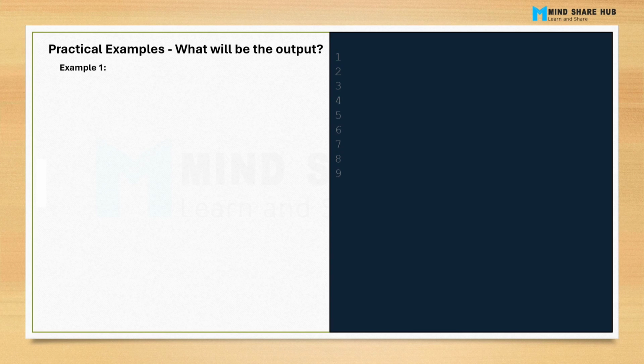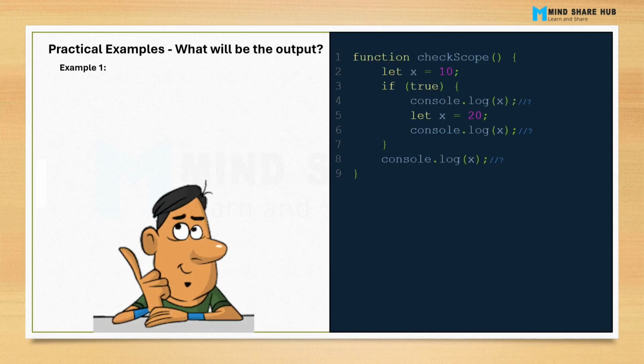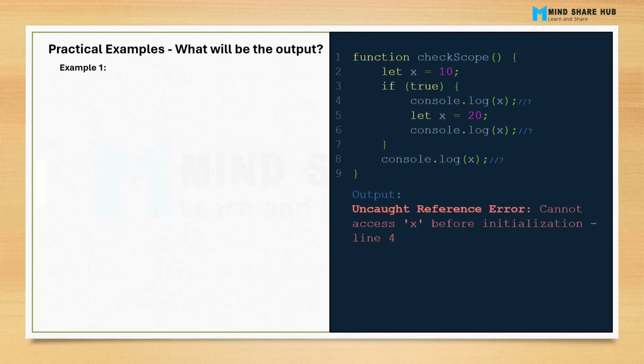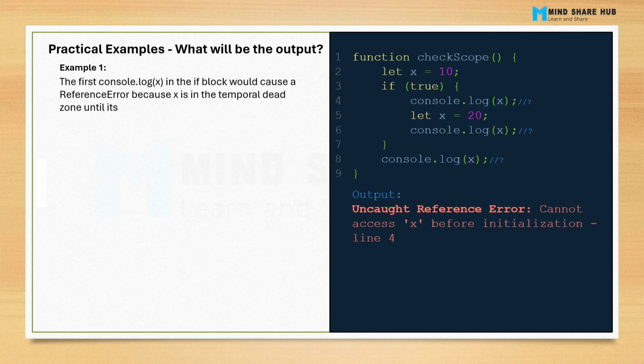Example 1. The first console.log x in the if block would cause a reference error because x is in the temporal dead zone until its declaration. The reference error occurs in the execution phase.